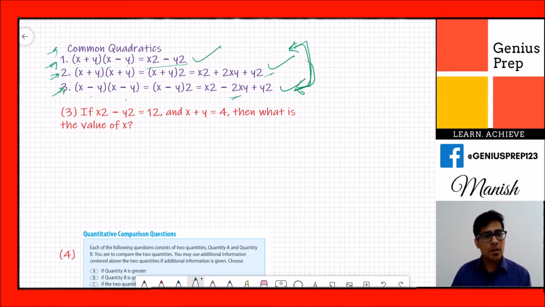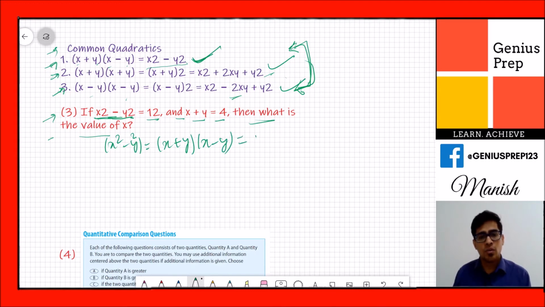So let's take an example so you will get how we are going to use the property of the quadratic equation in questions. First, it says: if x square minus y square is 12 and x plus y is equal to 4, then what is the value of x? You see, this is the first kind of form. So you can write x square minus y square as x plus y times x minus y, which is equal to 12.